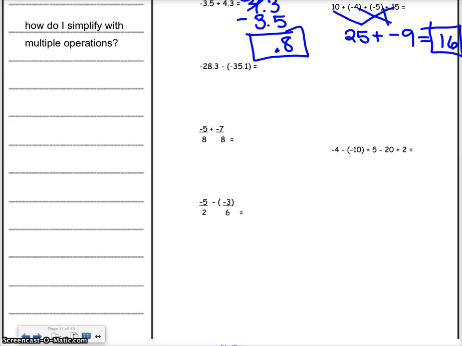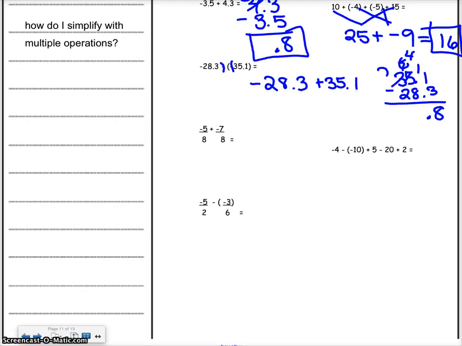Negative 28.3 minus a negative 35.1 turns to plus plus, so I'm just going to rewrite that so it looks nicer: negative 28.3 plus 35.1. They're different signs, so I subtract 35.1 minus 28.3. I'm going to do some borrowing. This should be 4. 6.8, and I have more positives, so it's a positive 6.8.